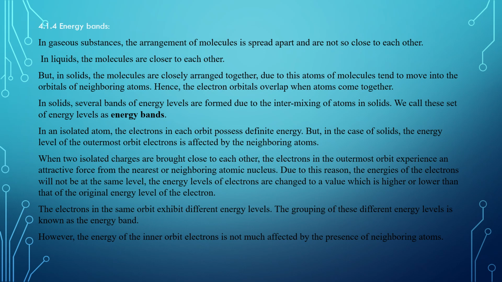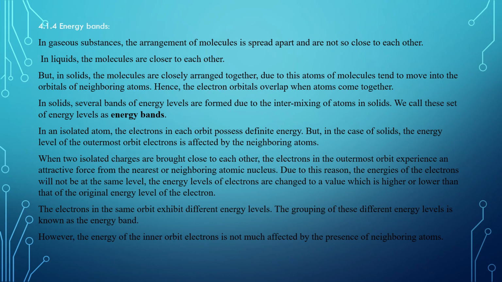Energy bands. In gaseous substances, the molecules are spread apart and are not so close to each other. In liquids, the molecules are closer to each other, but in solids, the molecules are closely arranged together. Due to this, electrons tend to move into the orbitals of neighboring atoms. Hence, the electron orbitals overlap when atoms come together. In solids, several bands of energy levels are formed due to the intermixing of atoms. We call these sets of energy levels energy bands.